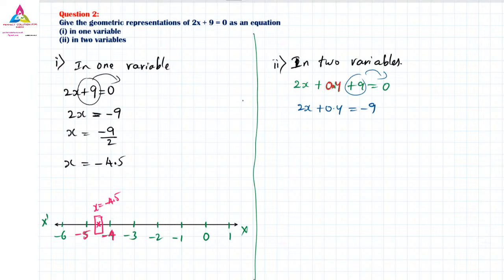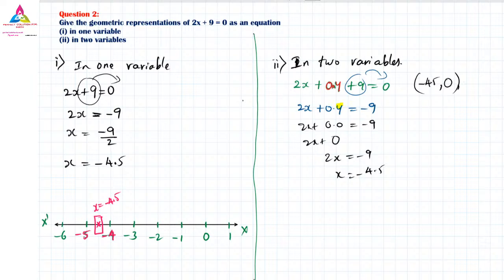And the y value is nothing we have, so you can substitute the y value as anything. Substitute the y value as 0. 0 into 0 will be 0, so 2x plus 0 is 2x. 2x is equal to minus 9, so the x value will become minus 4.5. If the y value is 0, the value of x will be how much? Minus 4.5.